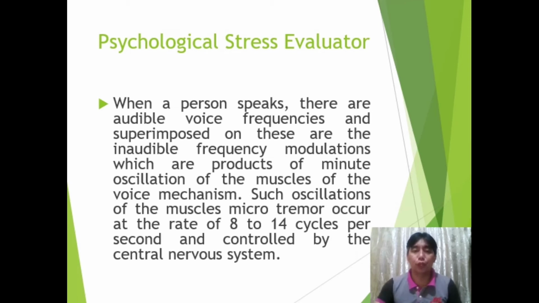What happens here is that when a person speaks, there are audible voice frequencies, and superimposed on these are inaudible frequency modulations, which are products of minute oscillations of the muscles of the voice mechanism. Such oscillations of the muscles, called microtremors, occur at the rate of 8 to 14 cycles per second and are controlled by the central nervous system. So what is this?